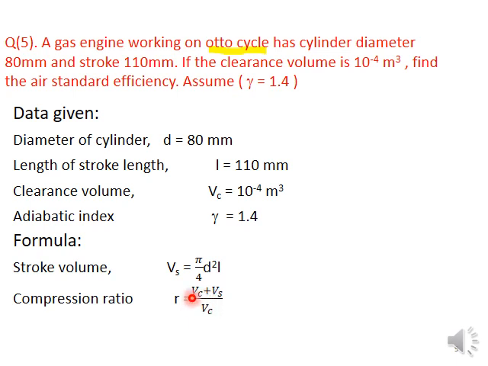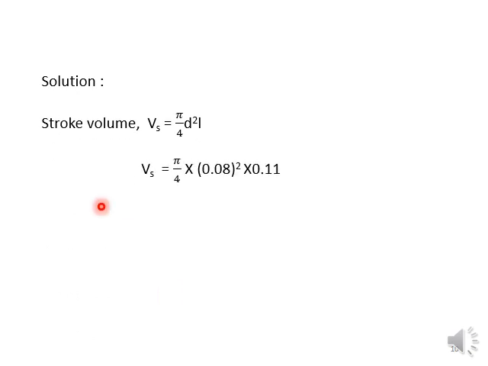So first, before calculating the compression ratio, we have to calculate the stroke volume. Here they gave the diameter and the length also. Substitute here in the stroke volume pi by 4 d square L, we will get stroke volume. After that we will calculate the compression ratio r. Pi by 4 d square L, pi by 4 into d is 0.08 square, L 0.11. So stroke volume is equal to 5.529 into 10 to the power of minus 4 meter cube.